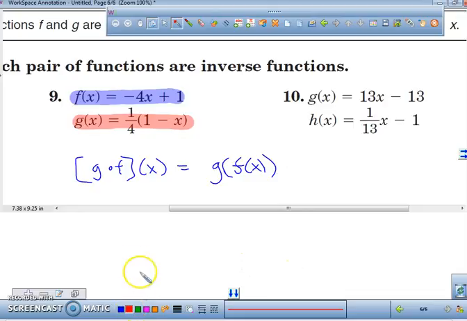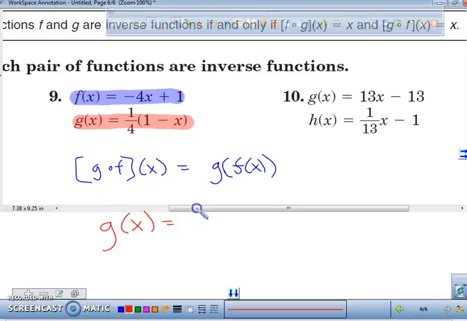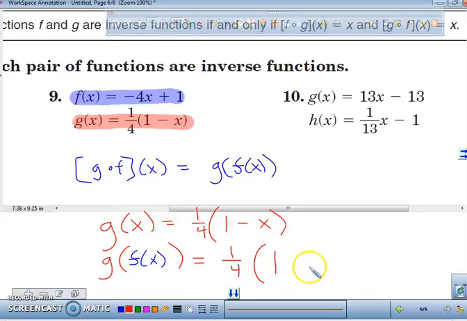All right, so let's look at this one. We have g of x, which is equal to 1/4 parentheses 1 minus x close parentheses. That's what we have. However, this time we are going to take the blue function and we're going to plug it in to the red function. So this time it's going to look a little different. So I still have a 1/4. I've got a 1. I've got a minus. But now I'm going to open up a big old parentheses right here. I'm going to close it out.